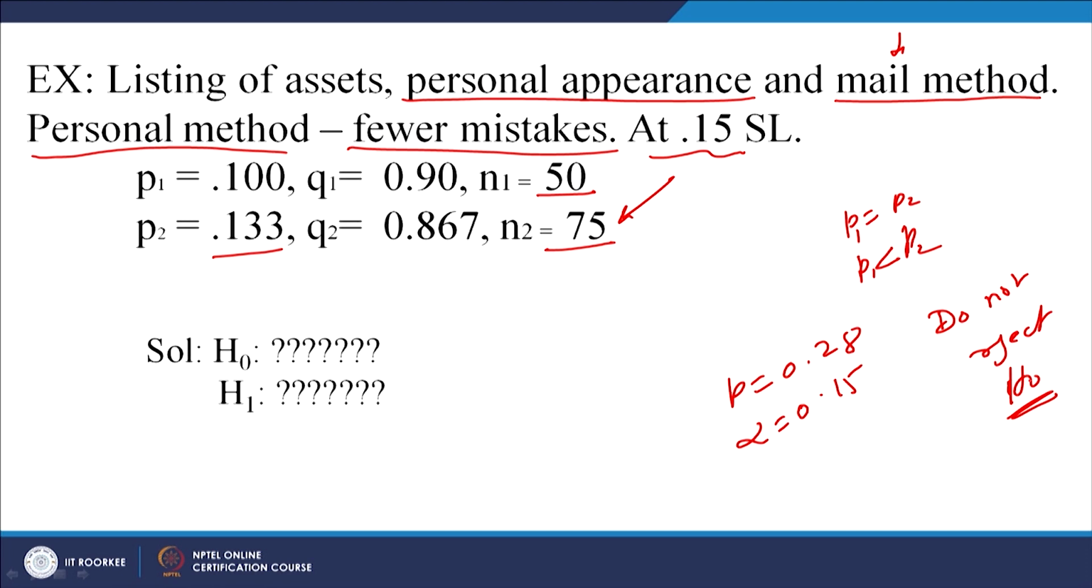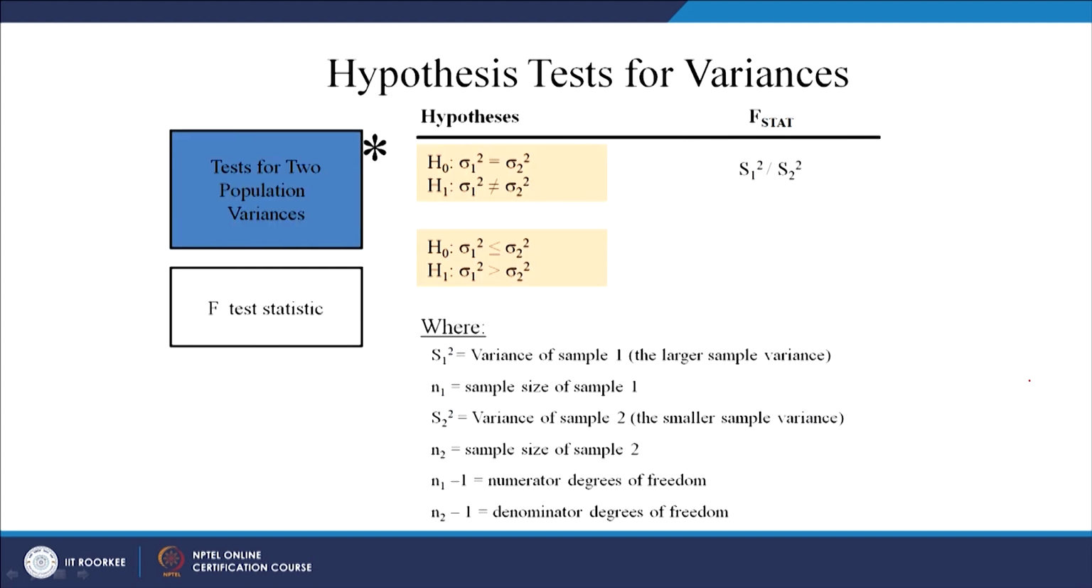The personal method does not decrease mistakes, right. So, they are equally effective, whether it is the personal appearance or the Mel method. Let us look at hypothesis testing for variances.